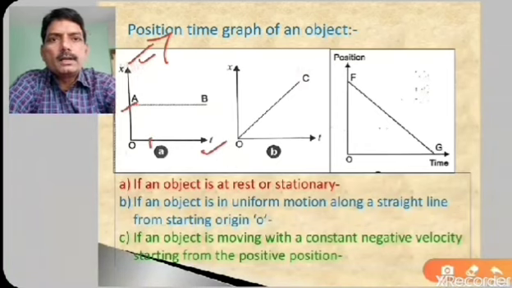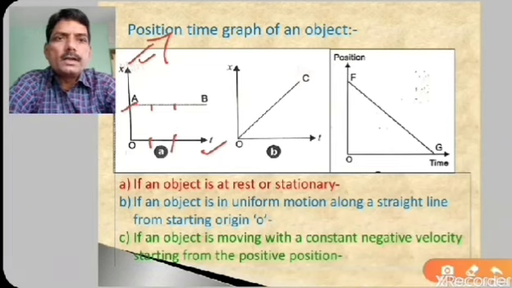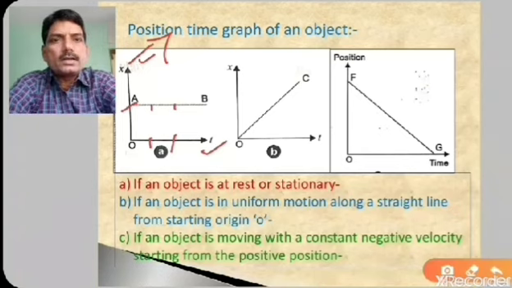Now after 1 minute the object is at the same position. After 2 minutes the object is again at the same position. So you get these different points, and whenever you connect all the points, you get a straight line AB which is parallel to the time axis. What is the meaning of this? The meaning is that this graph indicates the object is at rest or stationary. That means when in a position time graph the line AB is parallel to the time axis, that graph represents the object at rest or stationary.